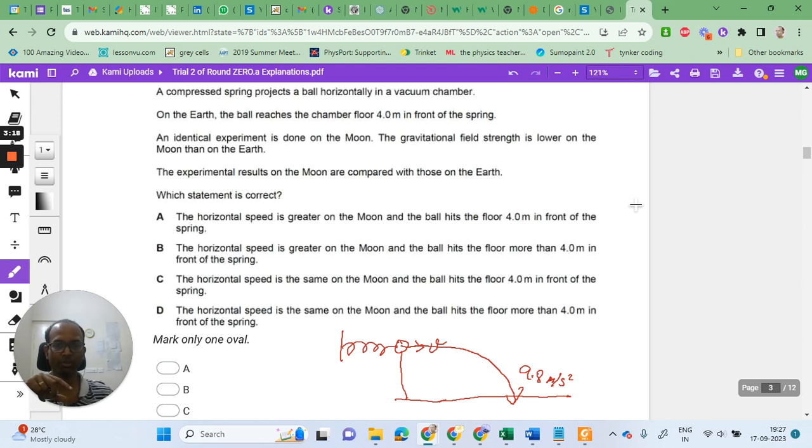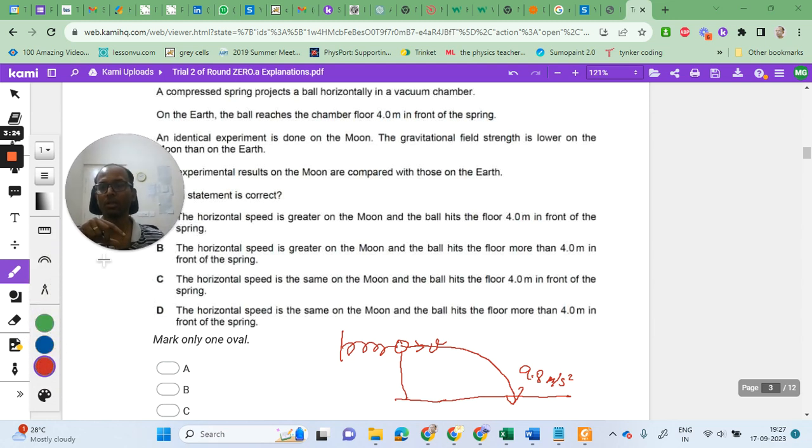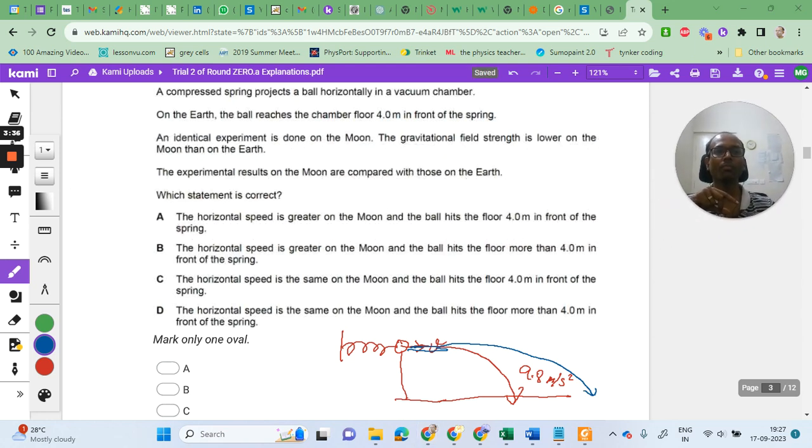So the time of flight will increase on the moon, and so on the moon the ball can travel a much greater distance. So it starts out with the same speed and it will travel a greater distance. So the answer is: the horizontal speed is the same and the ball is therefore more than 4 meters in front of the spring. So D. Next question.